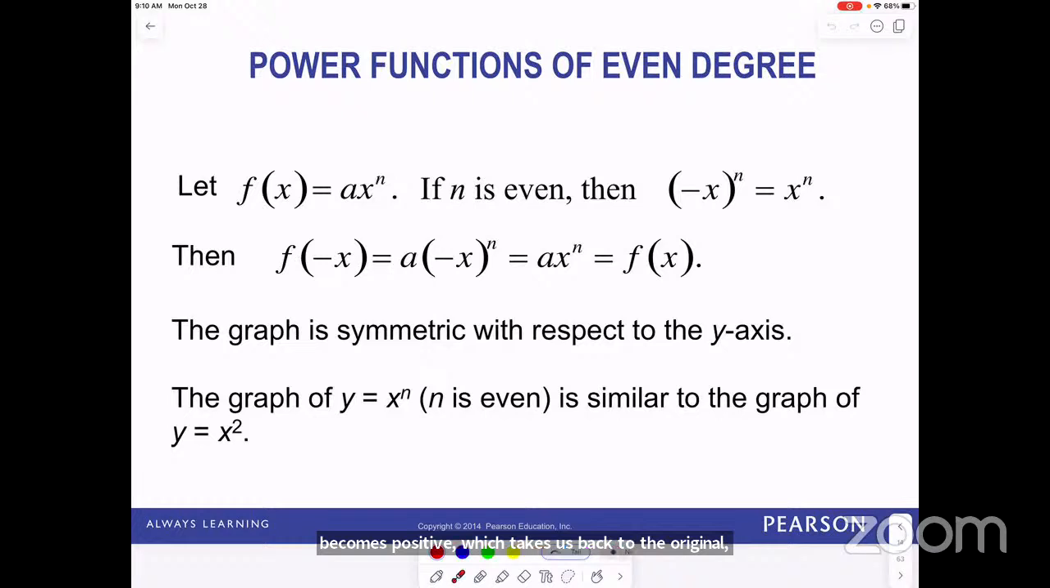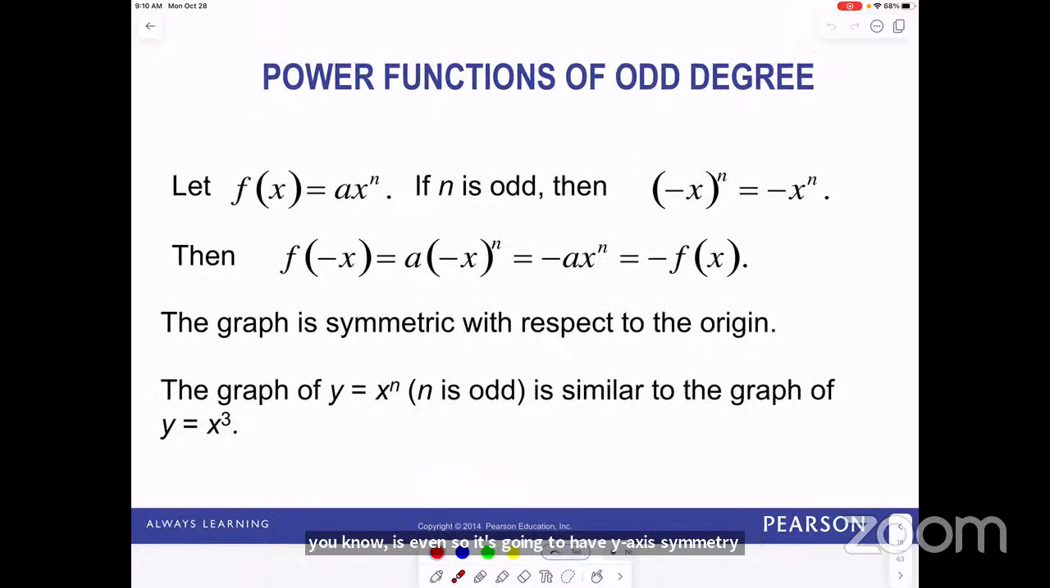We started with f of negative x. Again, because n is even, we're able to do this, and we get back to the original. That's the definition of a function being even. So the graph is going to be symmetric with respect to the y-axis. The graph of y equals x to the n, where n is even, is similar to the graph of y equals x squared, right? So we're working with an even power function, it's even, so it's going to have y-axis symmetry, things of that nature, okay?